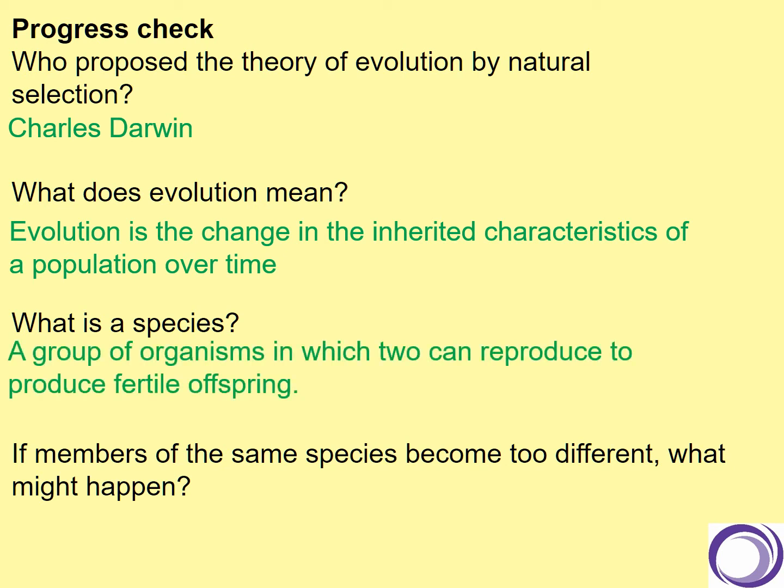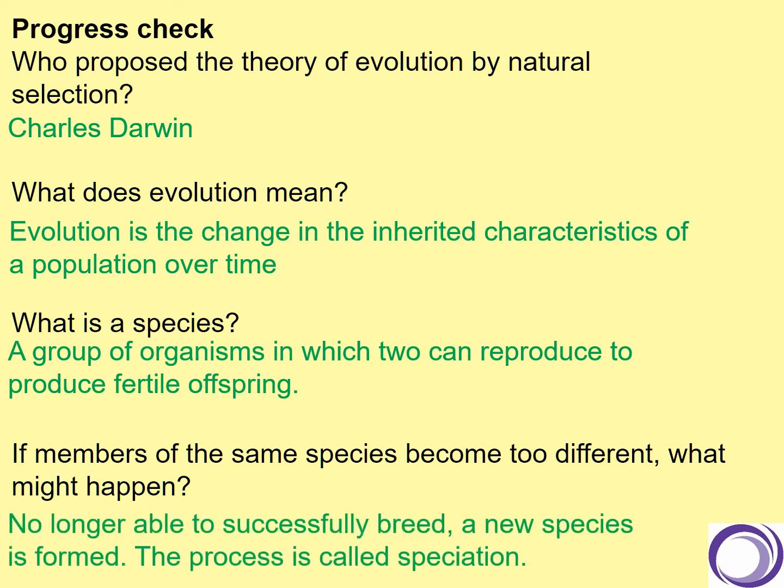What is a species? A group of organisms in which two can reproduce to produce fertile offspring. And if members of the same species become too different, what might happen? Well, they can no longer successfully interbreed and we'd get a new species, and the process is called speciation.